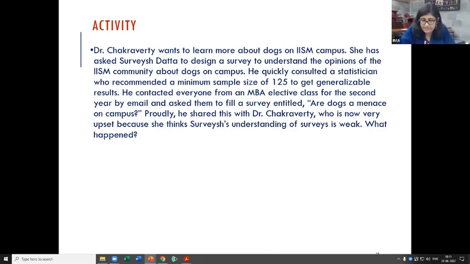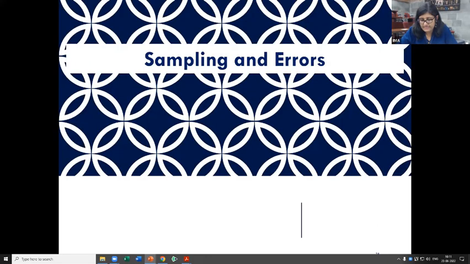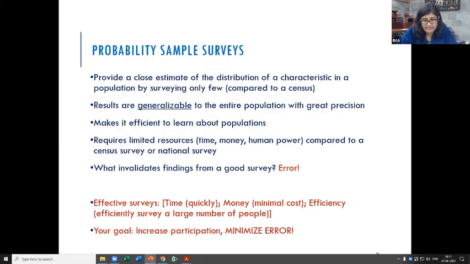In the meantime, we'll talk of a related concept that will help you understand this better. The concept of sampling and errors. There are, at the very basic level, two kinds of sampling: probability sampling and non-probability sampling. What is probability sampling?